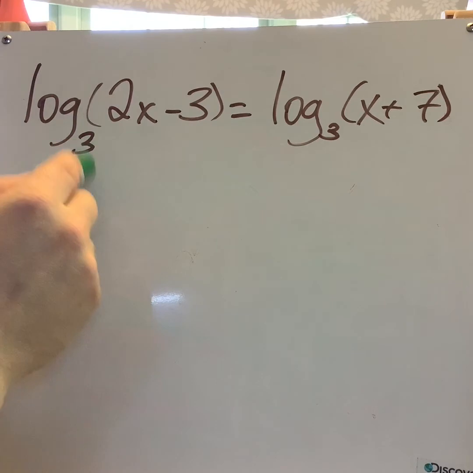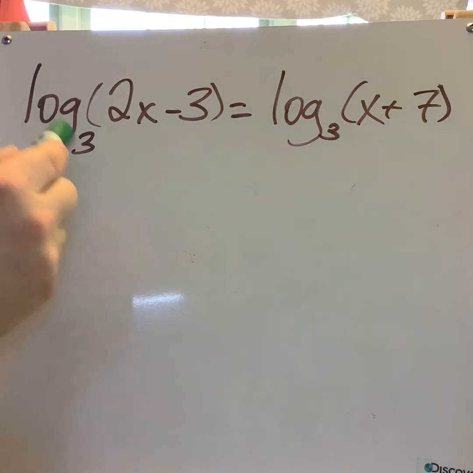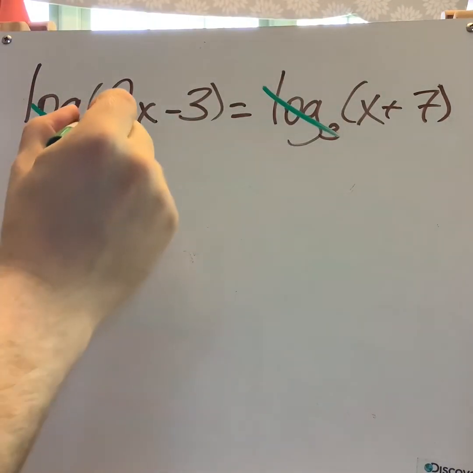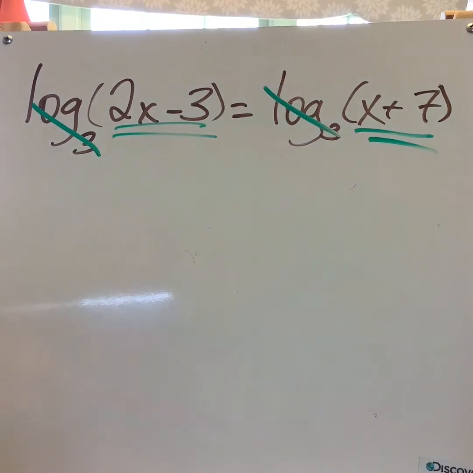If you look, both of these have a base of 3. So I remember in solving exponents, there's a reason why I just went over question number 1 with you, is that when our bases are the same, we can drop them and set the exponents equal to each other. Well, the same rule applies when working with logarithms. Since both of these are log base 3, then what we're allowed to do is drop the log base 3s and set our arguments equal to each other.